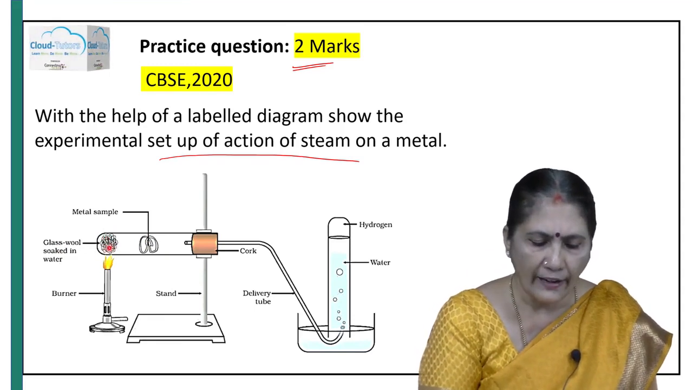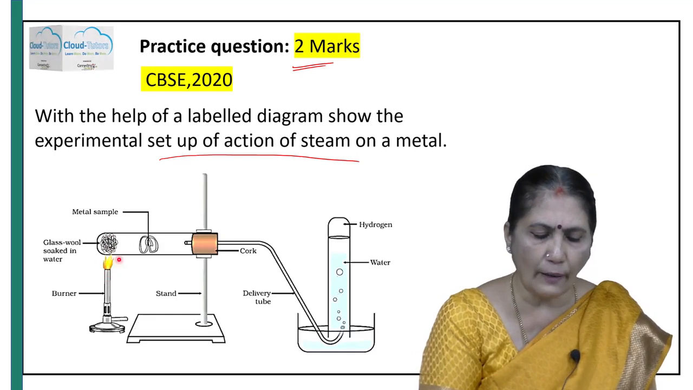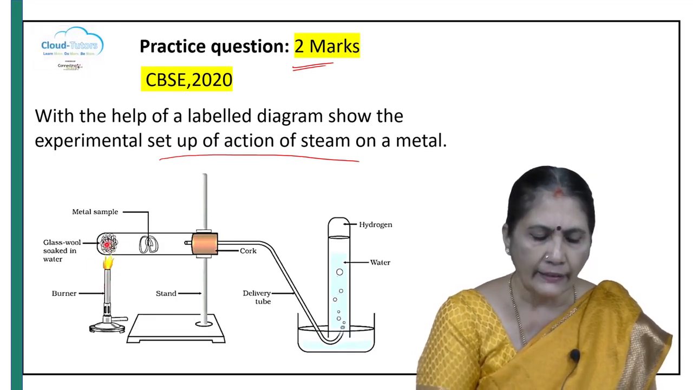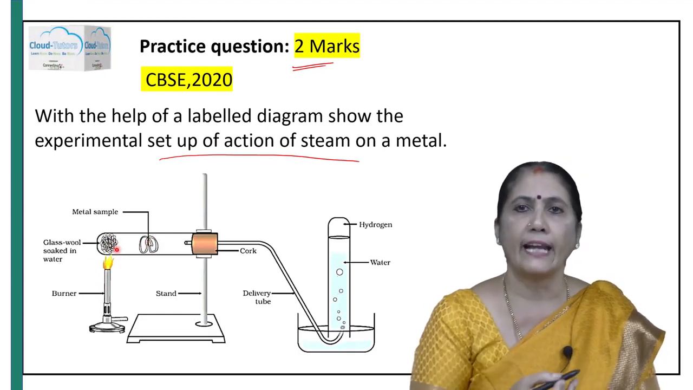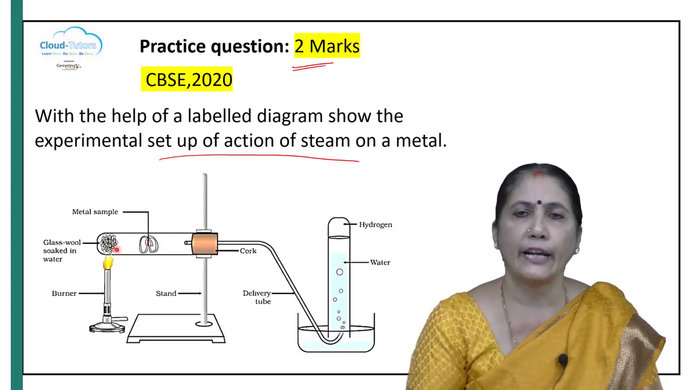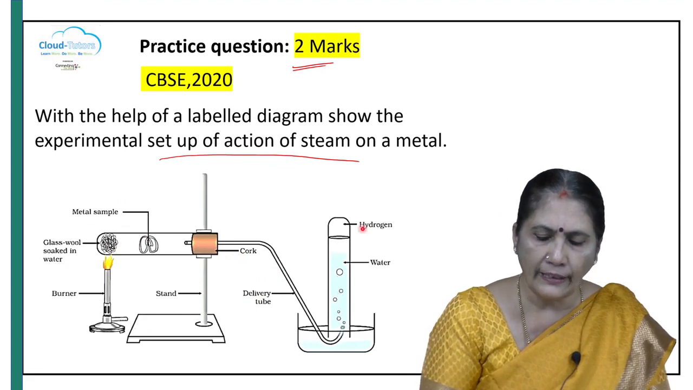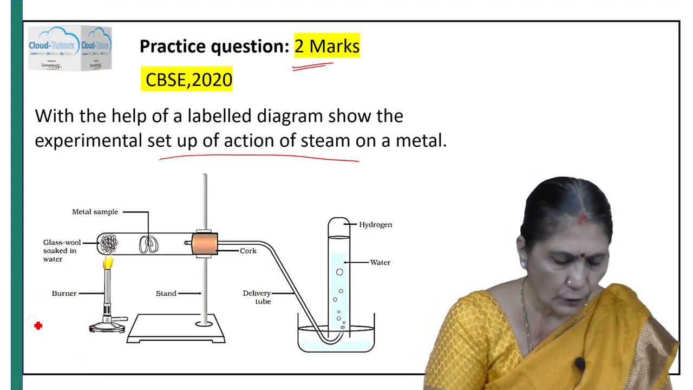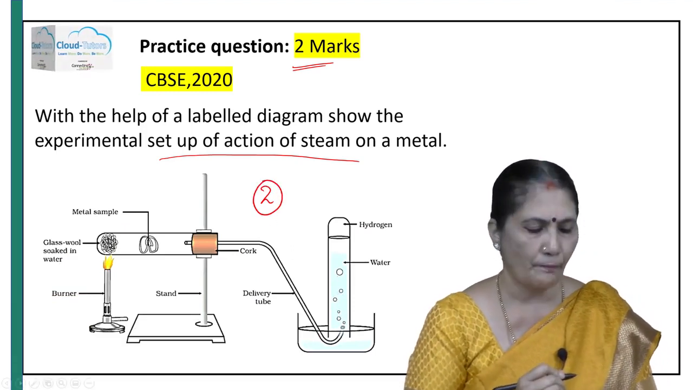So the water will get duly vaporized because of coming in contact with the thermal heat energy. Thereby, this steam will react with iron to form the respective metallic oxide along with the liberation of hydrogen. So just draw this diagram and do the labeling properly. That will fetch you 2 marks. So draw and label. That will fetch you 2 marks.